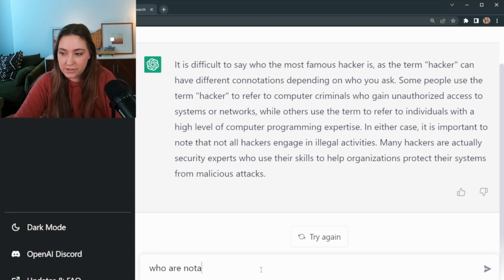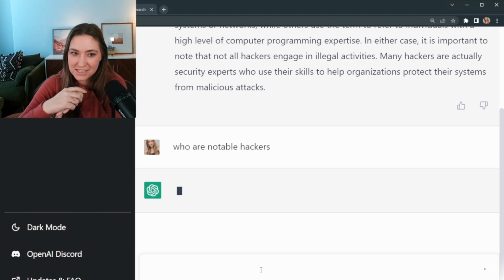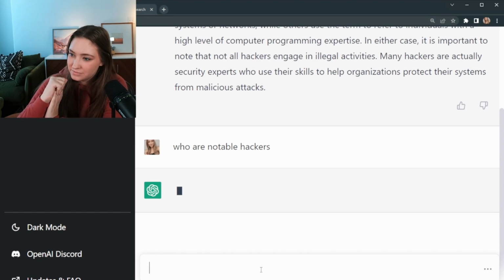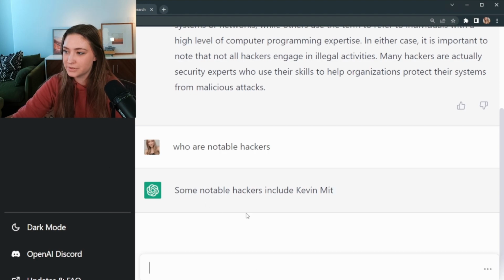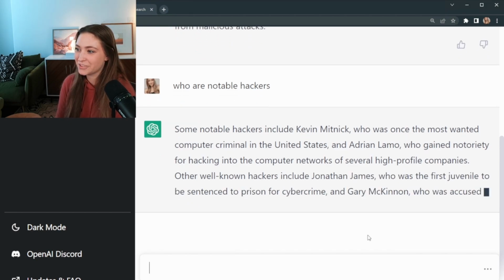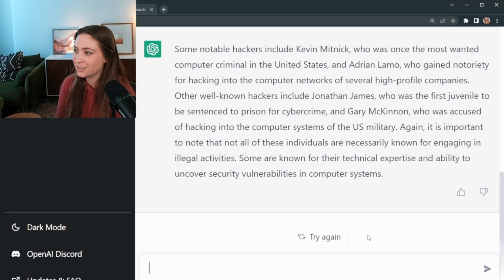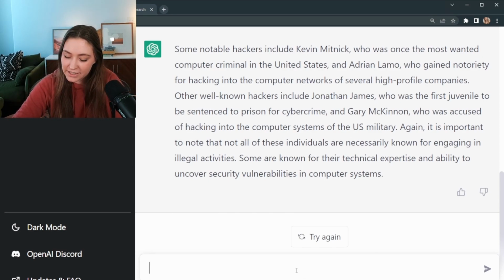who are notable hackers. Let's see if we ask it in a different way, if it'll list any names. Oh no, I'm worried this one's going to time out too. Okay, whew, all right. Some notable hackers include Kevin Mitnick, who was once the most wanted computer criminal in the United States, Adrian Lamo, who gained notoriety for hacking computer networks of several high-profile companies. Other well-known hackers include Jonathan James, who was the first juvenile to be sentenced to prison for a cybercrime. Gary McKinnon, who was accused of hacking into computer systems for the U.S. military. All right, so it gave us a couple names there. That's interesting.